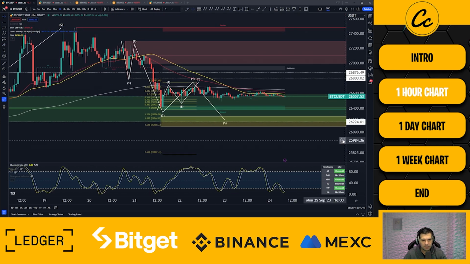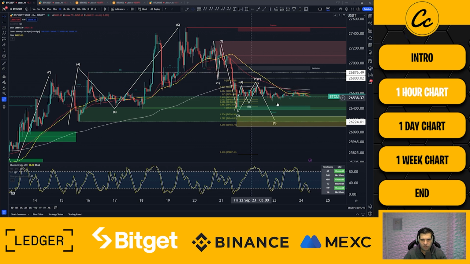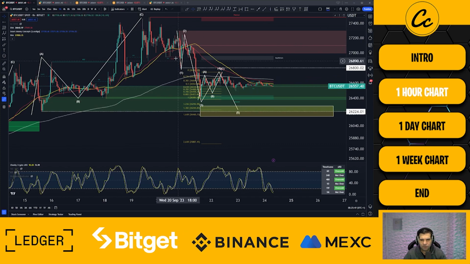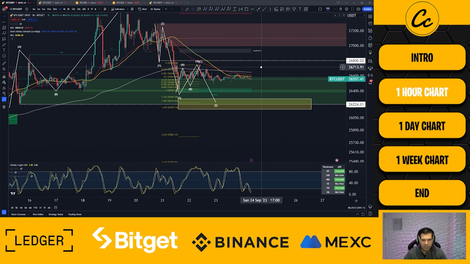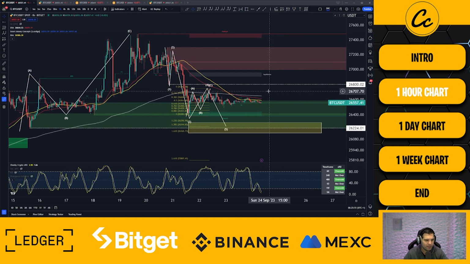We can also say, okay, well, we're still within our bullish structure and that has not changed, so we don't have to worry terribly much about that. We're not in a bearish structure from a smart money concepts point of view just yet, but things can change pretty quickly, so we'll keep a close eye on that.